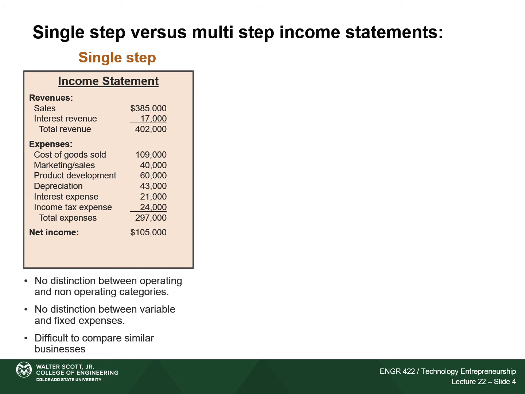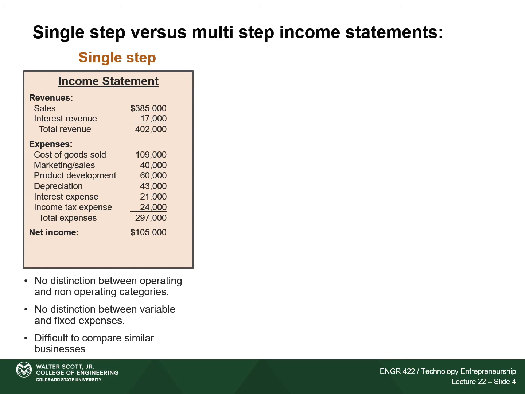Now, that type of way of structuring your income statement has some problems. There's no distinction between operating and non-operating categories, and it turns out that that distinction is very important in terms of understanding how businesses operate. There's also no distinction between variable and fixed expenses. And that becomes very useful because you really want to understand if you increase the number of products that you sell or the number of services that you provide, there should be some kind of a break-even. And so you can't do a break-even analysis unless you separate variable and fixed expenses. And it's also difficult to compare similar businesses.